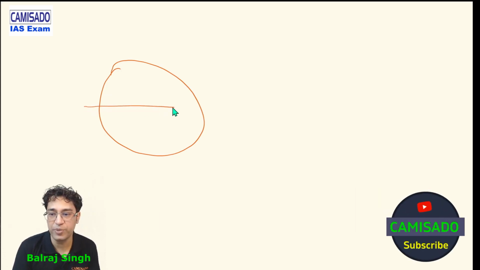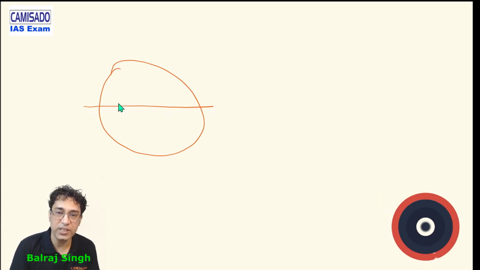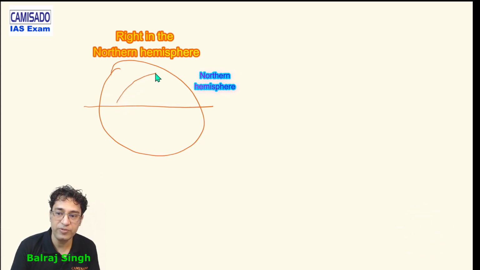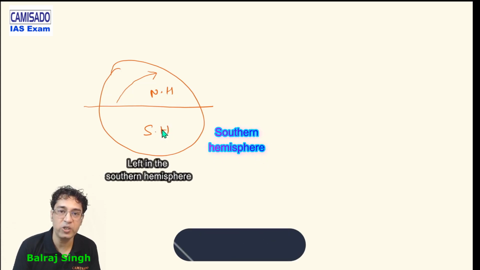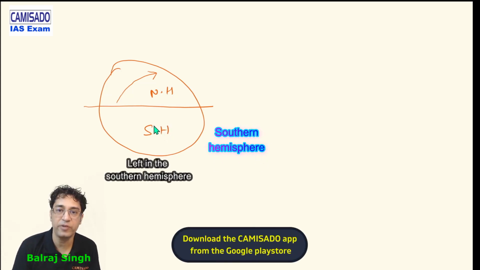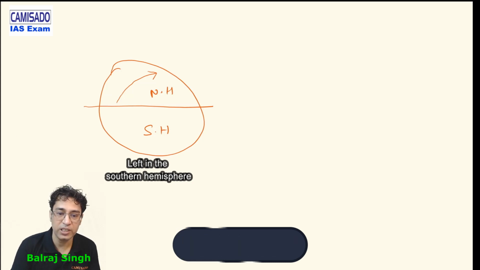Here I would just briefly tell you that if there is any moving body in the northern hemisphere, it is deflected towards its right, and in the southern hemisphere it is deflected towards its left. So please go and watch my video on the Coriolis effect. There the things will become clearer.